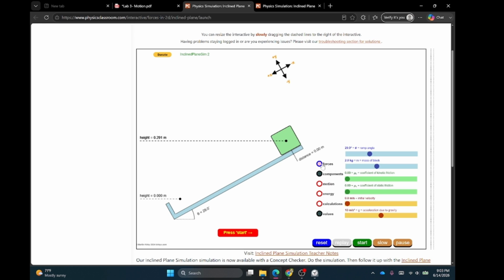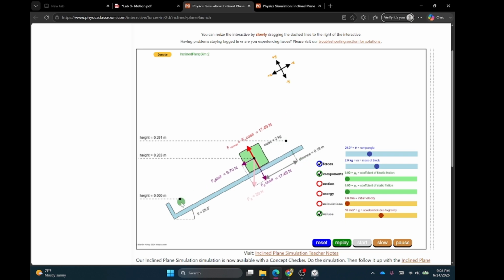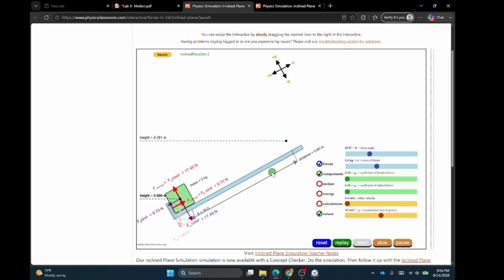You can also show all the force components here, or if you want you can look at the perpendicular component, Fg cosine theta, and the parallel component, Fg sine theta. You can even look at the values here like this, and you can start your simulation. It will start going down like this, and it will show all the force components here. And one more thing you can look at is motion.